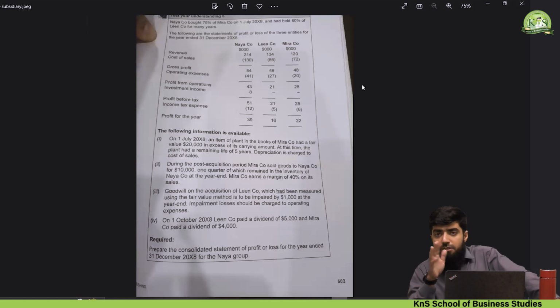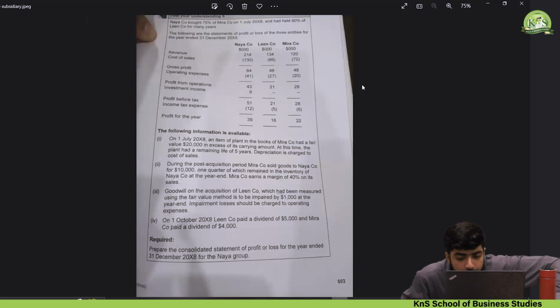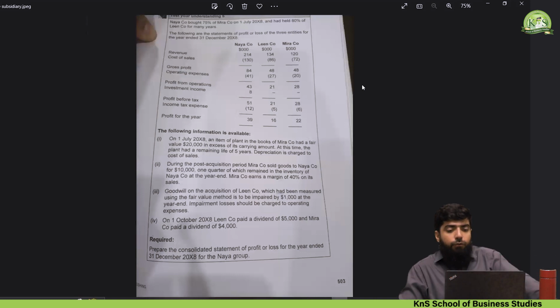Which means 80% of that dividend will be received by the parent company. And Mira company paid a dividend of 4,000. It means 75% of the 4,000 dividend will be received by the parent company, and we all know that it's an intra-group transaction, and while consolidating the P&L, we are going to eliminate that dividend income from the consolidated profit and loss account.